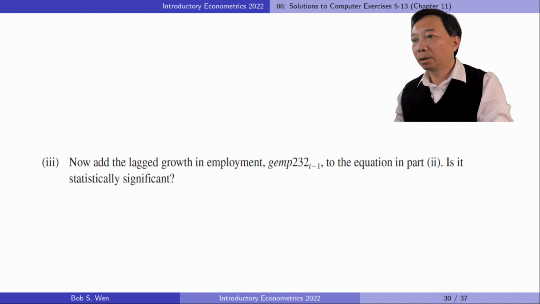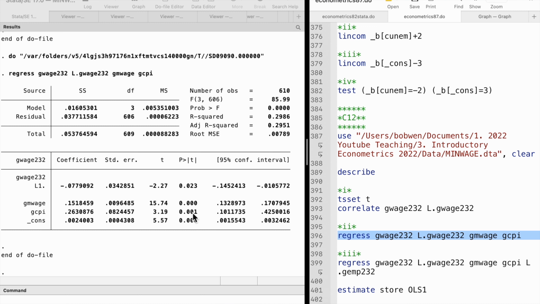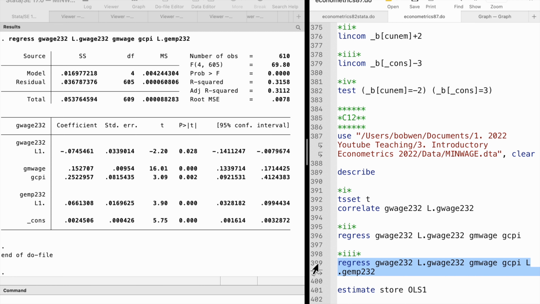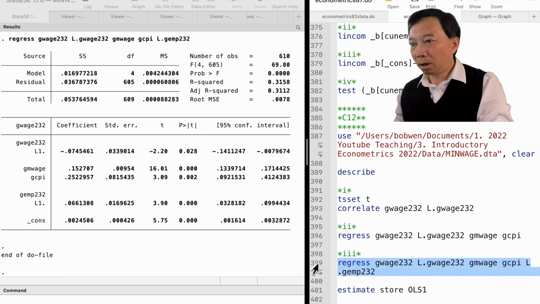In part 3, we add the lag growth in employment to the equation in part 2. Is it statistically significant? The coefficient on the lagged growth in employment is statistically significant with a p-value of 0 to 3 decimal places. And notice that the minimum wage effect is almost unchanged.